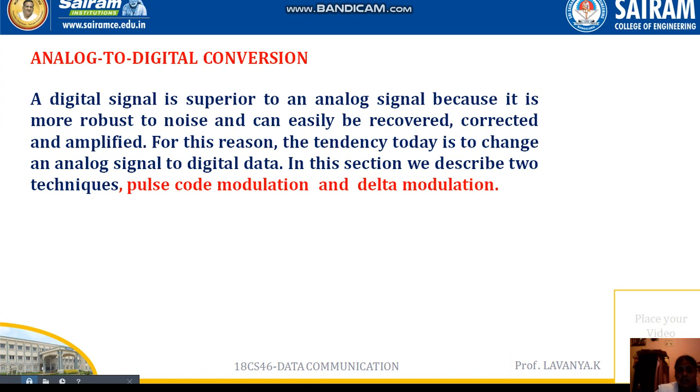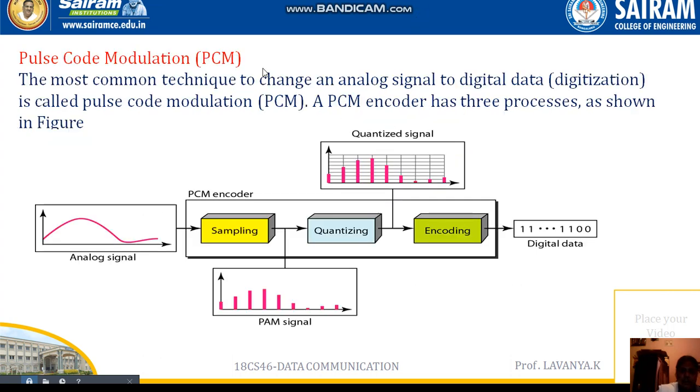For analog to digital conversion, we use different types of techniques, that is pulse code modulation and delta modulation. Why do we use pulse code modulation here? It is the most common technique, and it changes the analog signal into a digital signal or digital data. This method we call pulse code modulation.